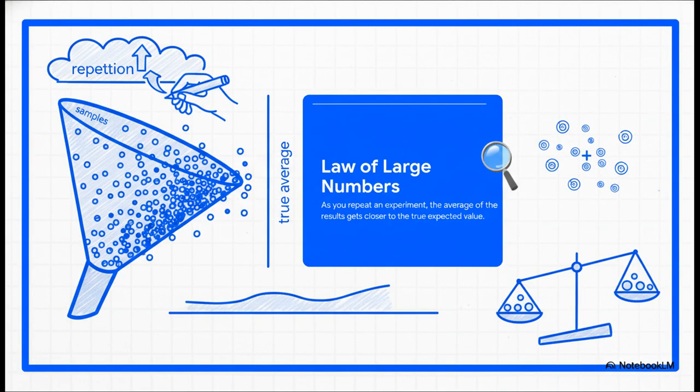So, here's the crucial part. What the law is really saying is that as your sample size gets bigger, the average you actually see in your sample is going to cozy up to the true average of the whole population. It's kind of like a funnel. You pour in all these individual data points, and as you add more and more, they all filter down into one single stable number. It's this powerful idea that we can tame randomness just by repeating something enough times.